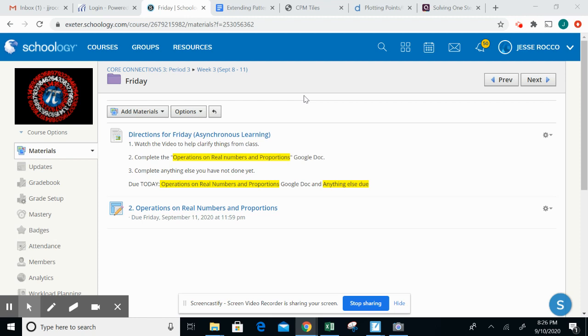This will be a little bit shorter. I think it's only 7 problems. So please make sure to do it, and then anything else that is due. By now there's probably 3 major things that are due: operations on real numbers and proportions, which is a review of everything we've done, and then operations on real numbers, and before that was adding and subtracting. So those 3 things need to be done.